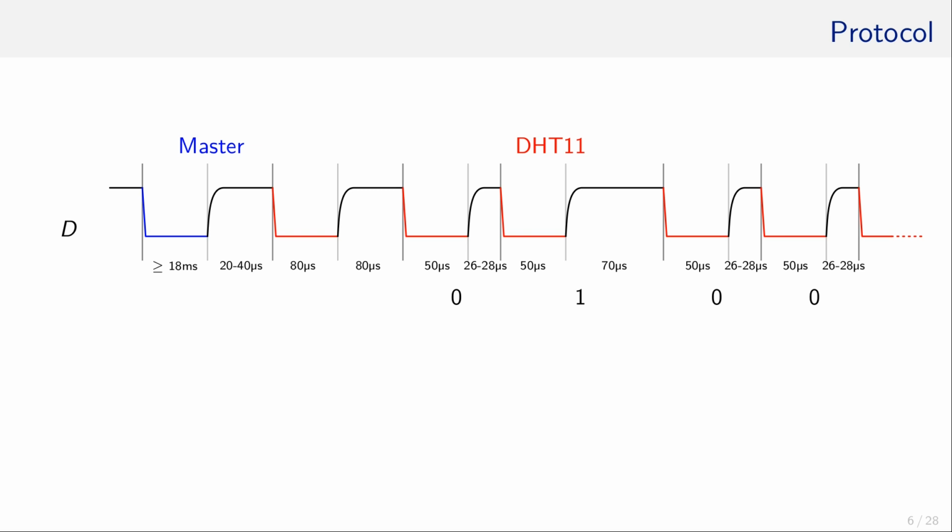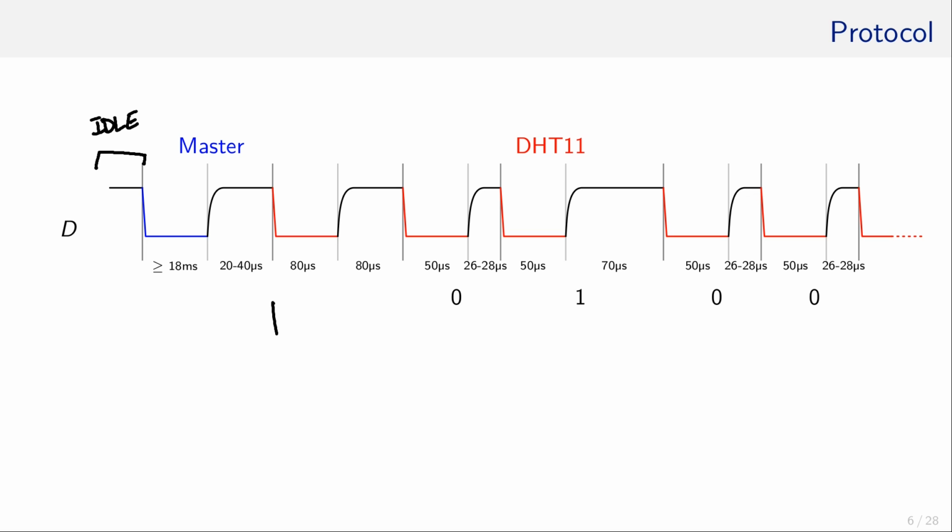How does the DHT communicate through the one data wire? First, the line idles in a high state due to the pull-up resistor. If the master wants to check the humidity and temperature, it pulls down the wire and holds it low for at least 18 milliseconds. After that period, the master lets go of the wire and it recharges to a high state.